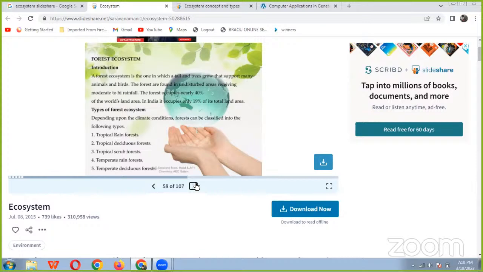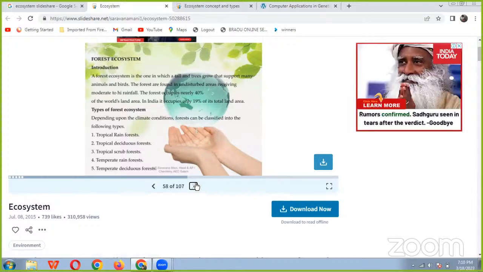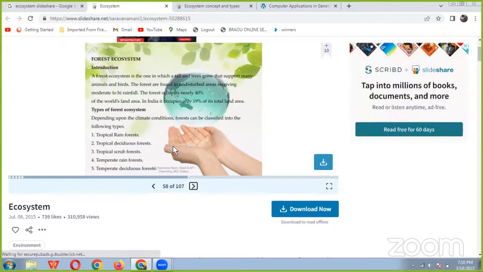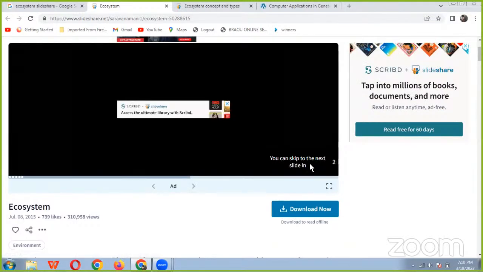We discussed the natural ecosystem and the artificial ecosystem. These are the types of forest ecosystem: tropical rainforest and tropical forests. Most of the forests in the Telangana region are deciduous forest.